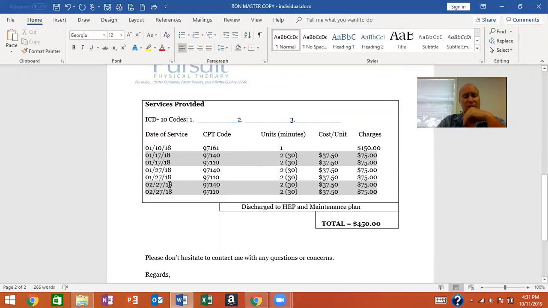And then the next visit was on the 27th. I did the same thing. I do the same thing every time. It's just manual therapy and Therex. So I keep it simple. And then I did it again, so they were here for three visits. The plan is to discharge to a home exercise program. The total charge is $450.